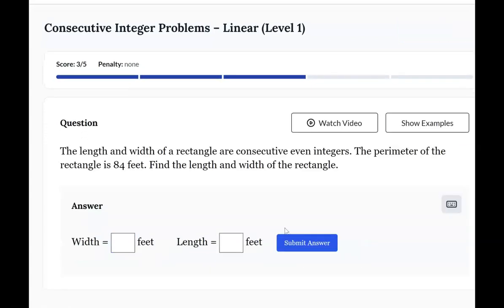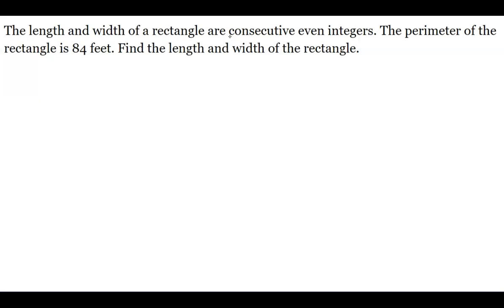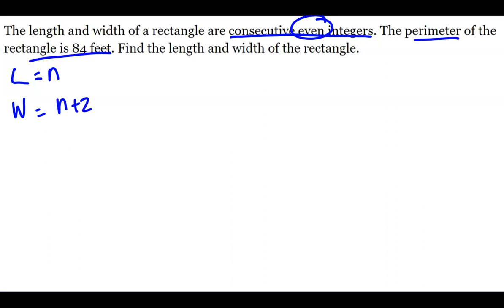All right, one more. This time, the length and the width of a rectangle are consecutive even integers. So we'll call the length n, and the next consecutive even integer after that would be n plus 2. The perimeter of the rectangle is 84. So remember, you need to bring the perimeter formula of a rectangle to the problem yourself. If the perimeter is 84, then that is a replacement for P.